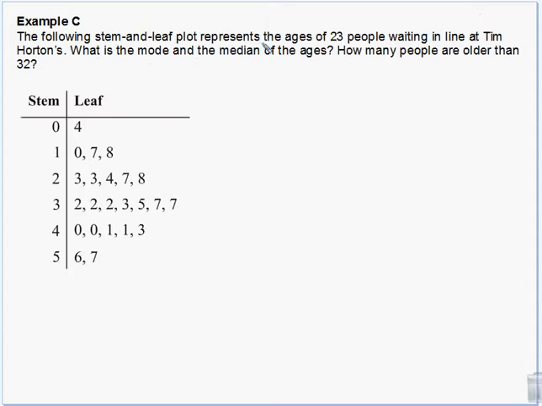The following stem and leaf plot represents the ages of 23 people waiting in line at Tim Hortons. Okay, what is the mode and the median? The mode is the number that appears the most frequently. We have these 3 2s, right? So our mode is 32. So most people in the line are 32.